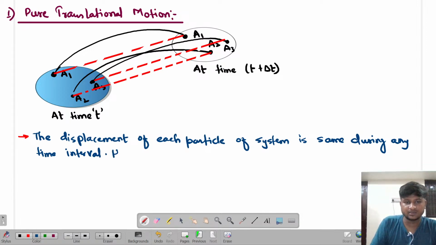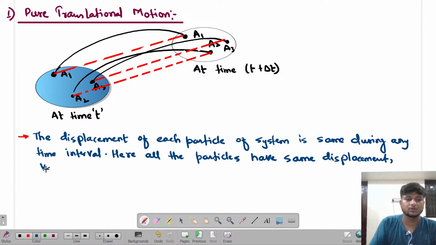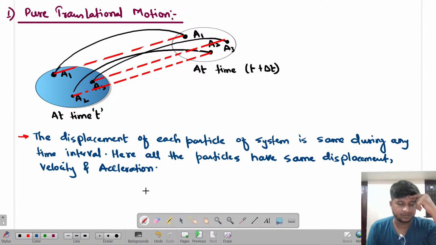So this means that if all the particles have the same displacement, velocity and acceleration, then we will call that system which kind of a system? A pure translatory system. Are you able to get me or not?